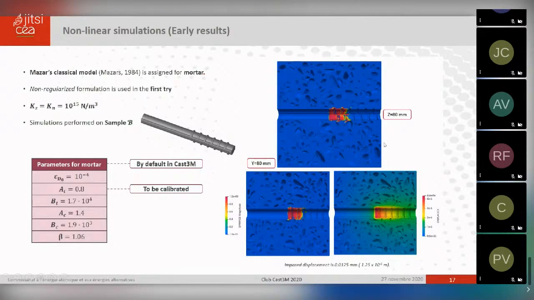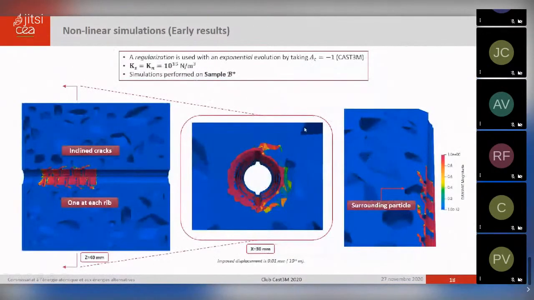Due to the size of this sample and due to the computational time it will take, another, smaller sample which had a finer mesh was used. In this case, regularization was used by taking exponential evolution. Ks and Kn are still fixed at 10^15, but they will certainly be varied to check the effectivity, which was already done in some places.